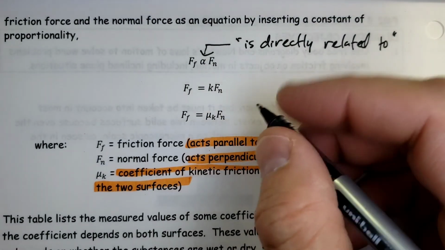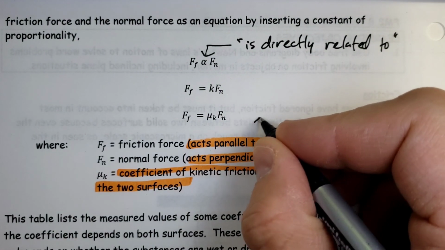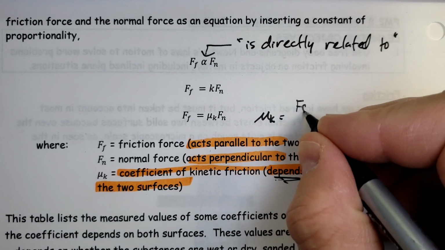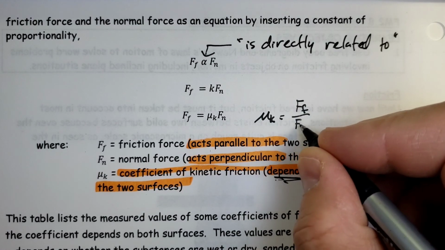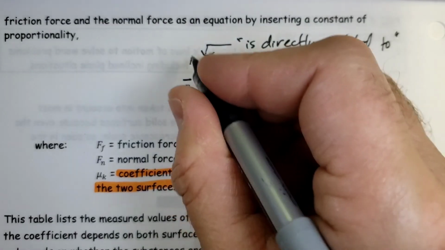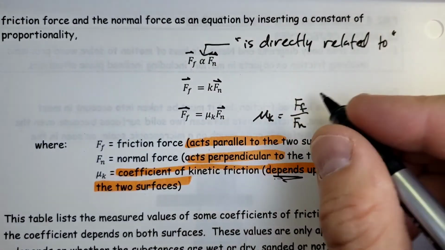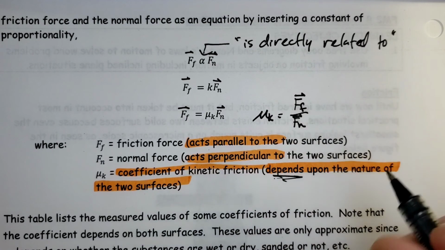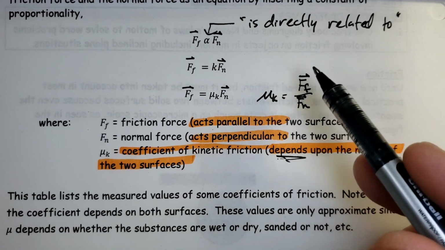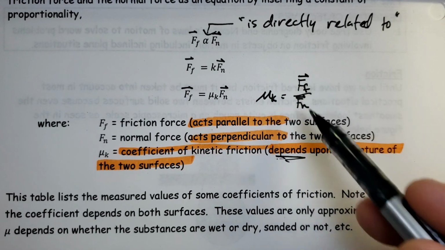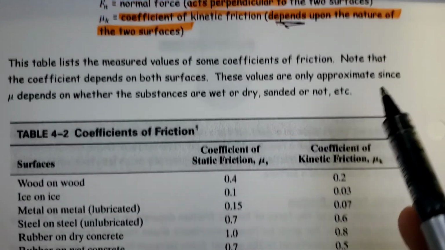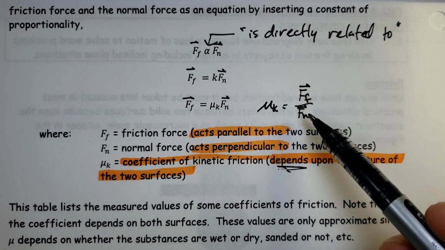So again, mu k, if I divide each side by Fn, is the ratio of force of friction to normal force. These are all vectors, of course, so they should have the half arrow. So it's a ratio of the force of friction compared to normal force. F divided by F, newtons over newtons, so it's a unitless number. Again, it's a ratio.